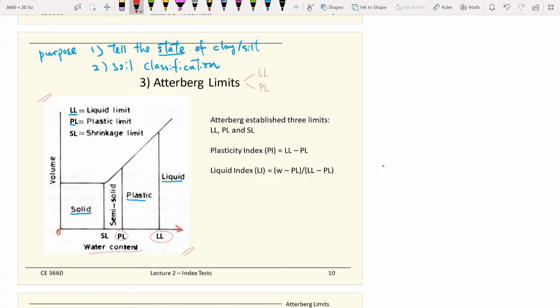And if you keep adding water and mix it with water, at the beginning it will still behave like a solid, because the water is still trying to fill up the voids of your clay.